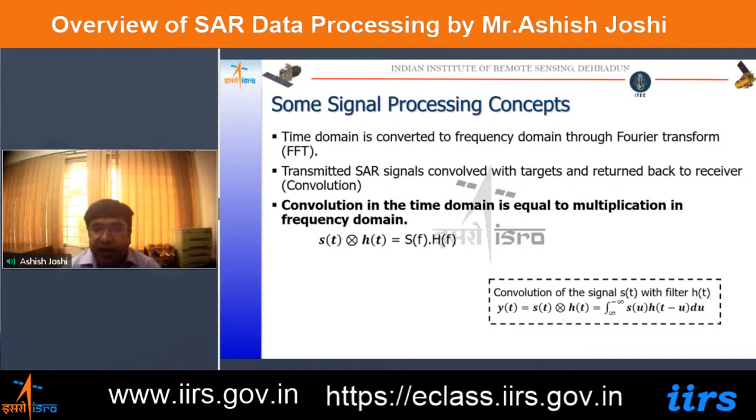So we have to understand two important concepts: how to transform from the time domain to the frequency domain, for which we just have to take the FFT, and why we do the Fourier transform, because the convolution in the time domain is equal to the multiplication in the frequency domain.